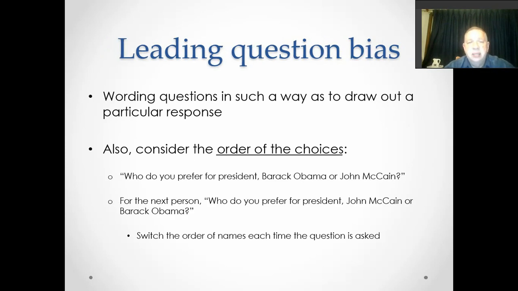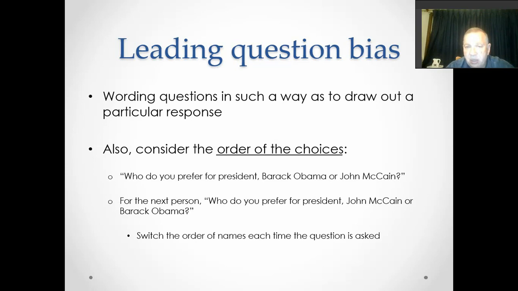Leading question bias. It could come about just by the way we, as statisticians, ask the questions that we want to get the answers to. There are many ways that this can come out, but one of them is the order of choices. So you could ask, who do you prefer for president? Here's an example, Barack Obama or John McCain. And somebody may overly choose the first or the last. They may hear the first name and tend to choose that one, or the last name and tend to choose that one.